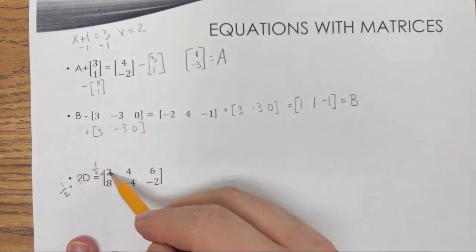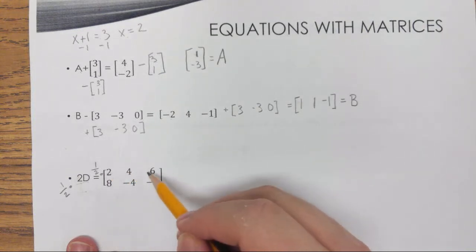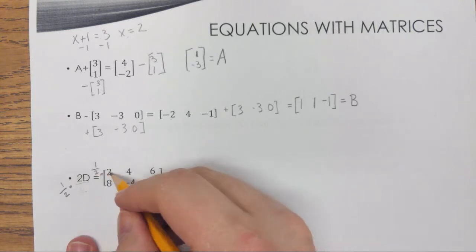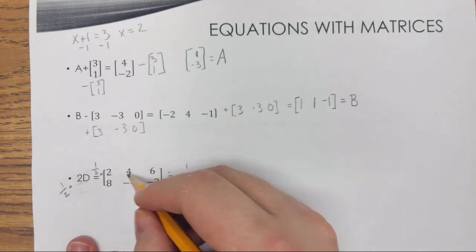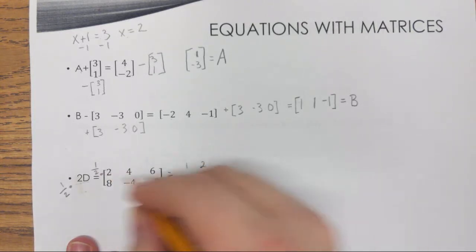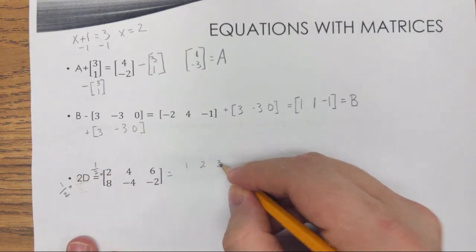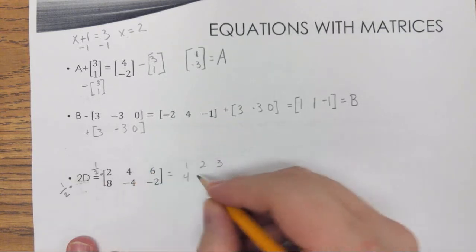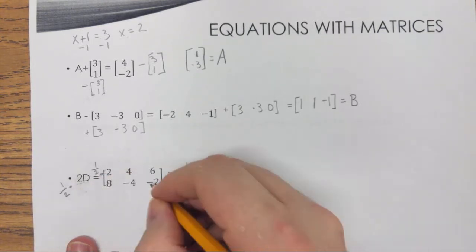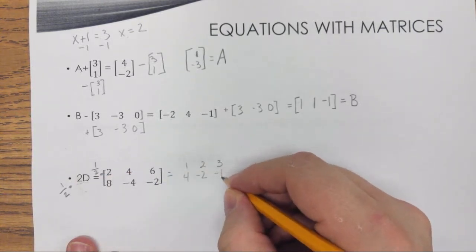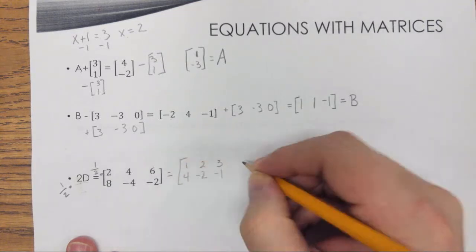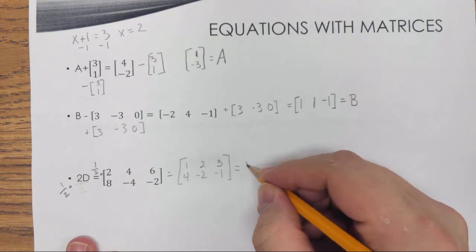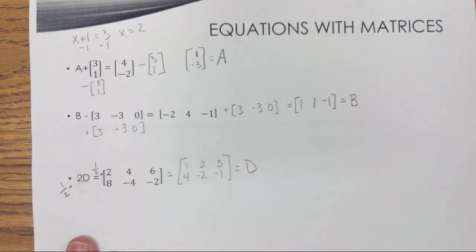So I'll bring this 1/2 into the matrix onto every particular element. So 1/2 times 2 is 1, 1/2 times 4 is 2, 1/2 times 6 is 3, 1/2 times 8 is 4, 1/2 times negative 4 is negative 2, 1/2 times negative 2 is negative 1. There's my matrix, and that is what is equal to D.